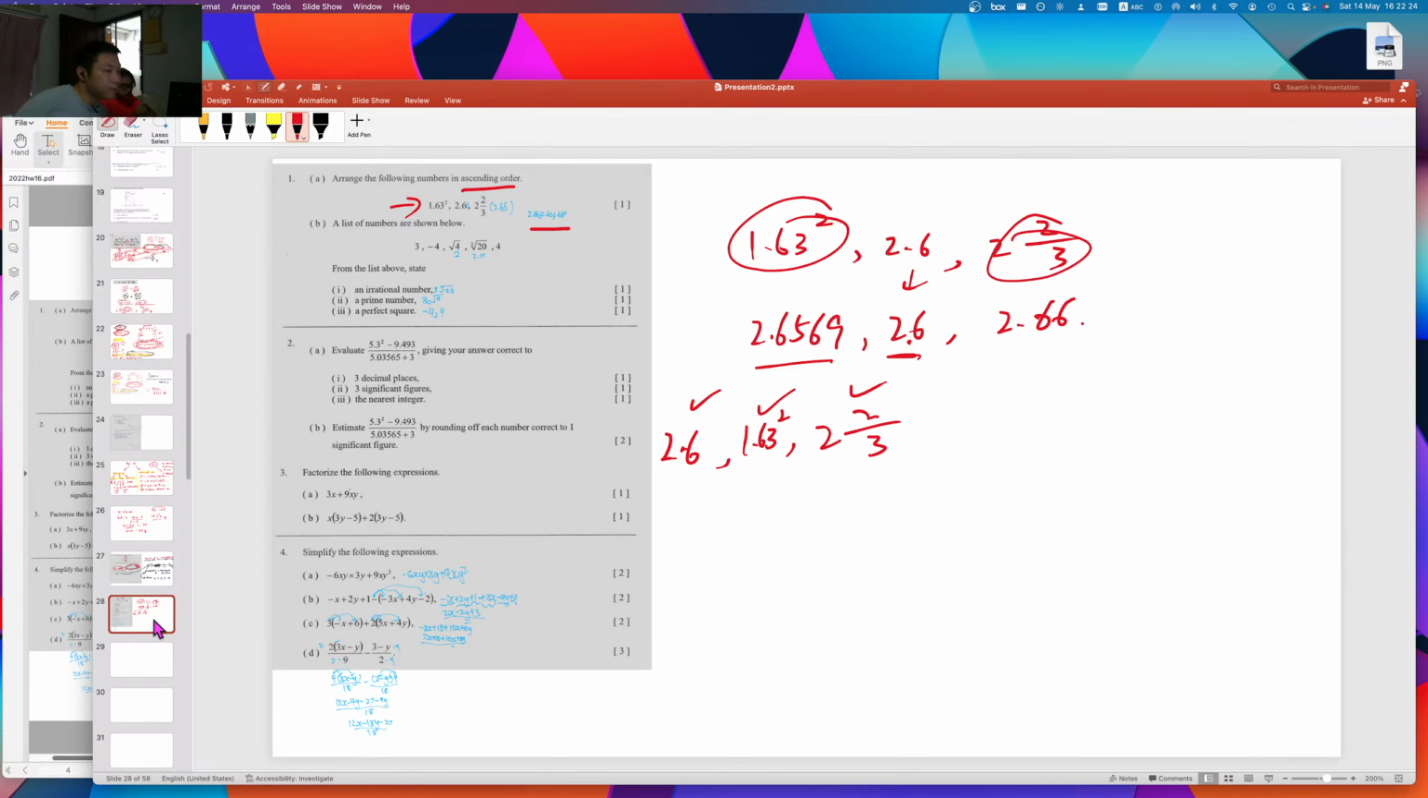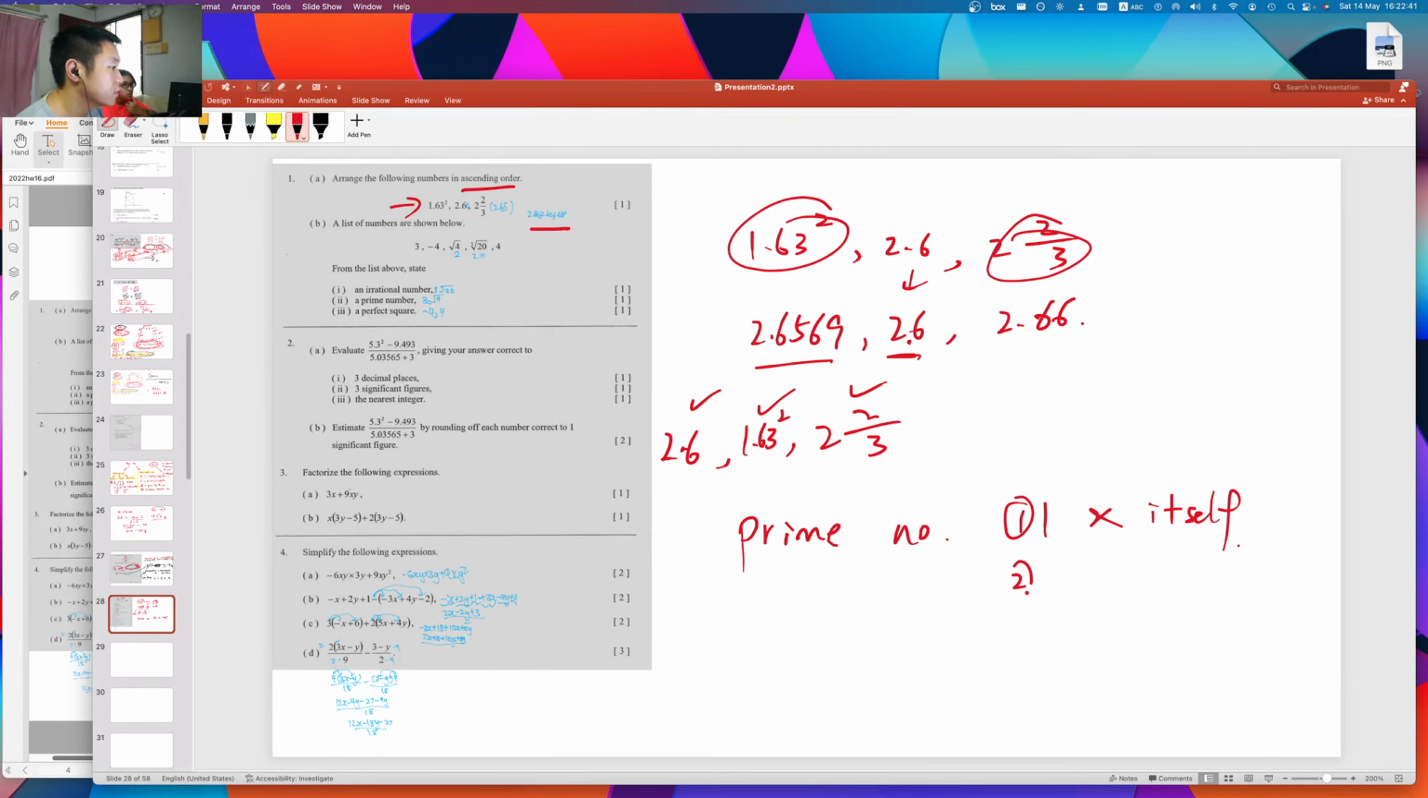Can you remember prime number? Now this question asks you for prime number. Can you remember the definition of prime number? Can only be divided by 1 and itself. That's the first definition. Second definition, must have 2 factors. Can it have more? No, cannot.